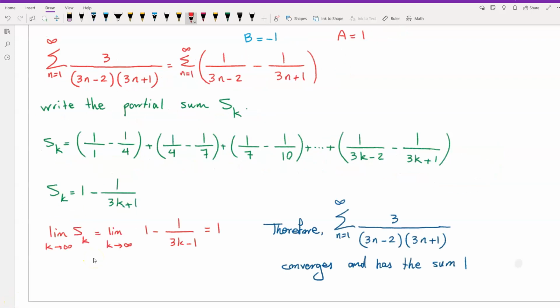So find the limit of s of k as k approaches infinity. That is equal to the limit of 1 minus 1 over 3 times k plus 1, as k approaches infinity, that is equal to 1. So this part, having infinity in the denominator, we're going to have 1 over infinity, so that part is 0. We have 1 minus 0, so this is equal to 1. And what that means, the sum of 3 over 3n minus 2 times 3n plus 1, from 1 to infinity, converges and has the sum 1.